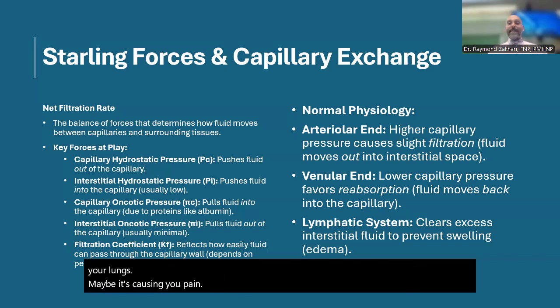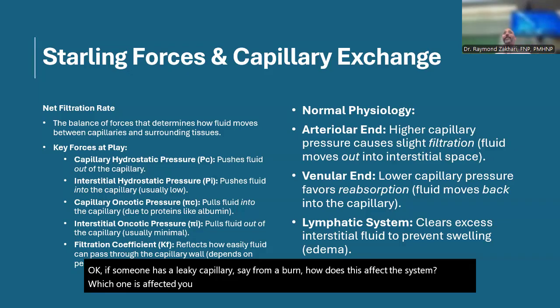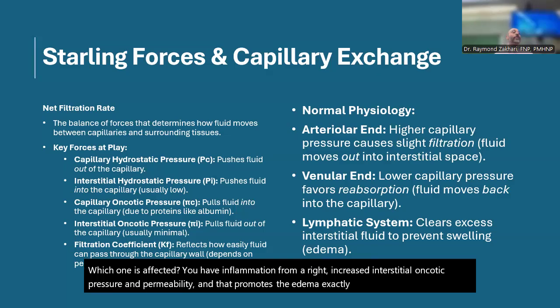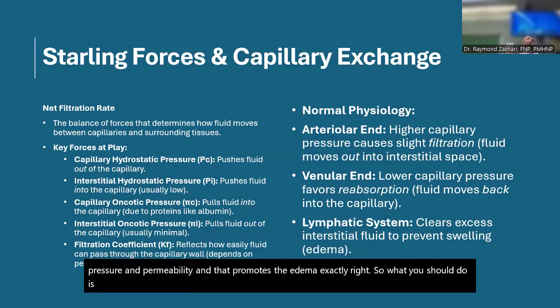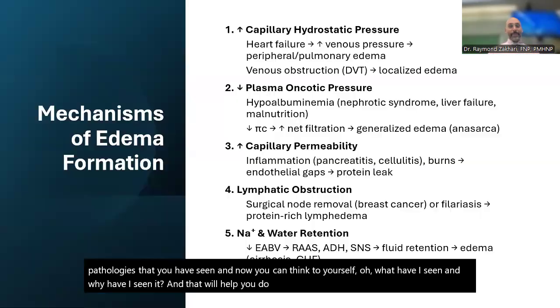Okay, if someone has a leaky capillary, say from a burn, how does this affect the system? Which one is affected? You have inflammation from a burn. Right, increased interstitial oncotic pressure and permeability, and that promotes the edema. Exactly right. So what you should do is go through these and think about patients you have encountered with the different pathologies that you have seen. And now you can think to yourself, oh, what have I seen and why have I seen it? And that will help you do that.